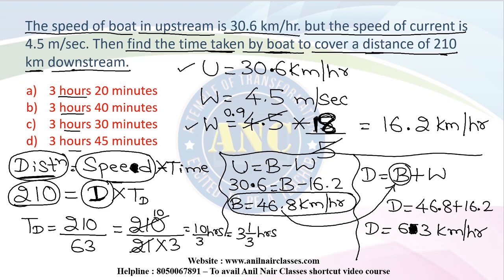So this is 3 hours, but unfortunately all the 4 options are 3 hours only. 1 by 3 hours. If I want to convert hours into minutes, multiply 1 by 3 by 60. 1 by 3 into 60 is nothing but 20. So it is 3 hours and 20 minutes. Answer for this question is 3 hours and 20 minutes. So this should be option A. So answer for this question is 3 hours and 20 minutes. I hope this question is very, very clear for you.